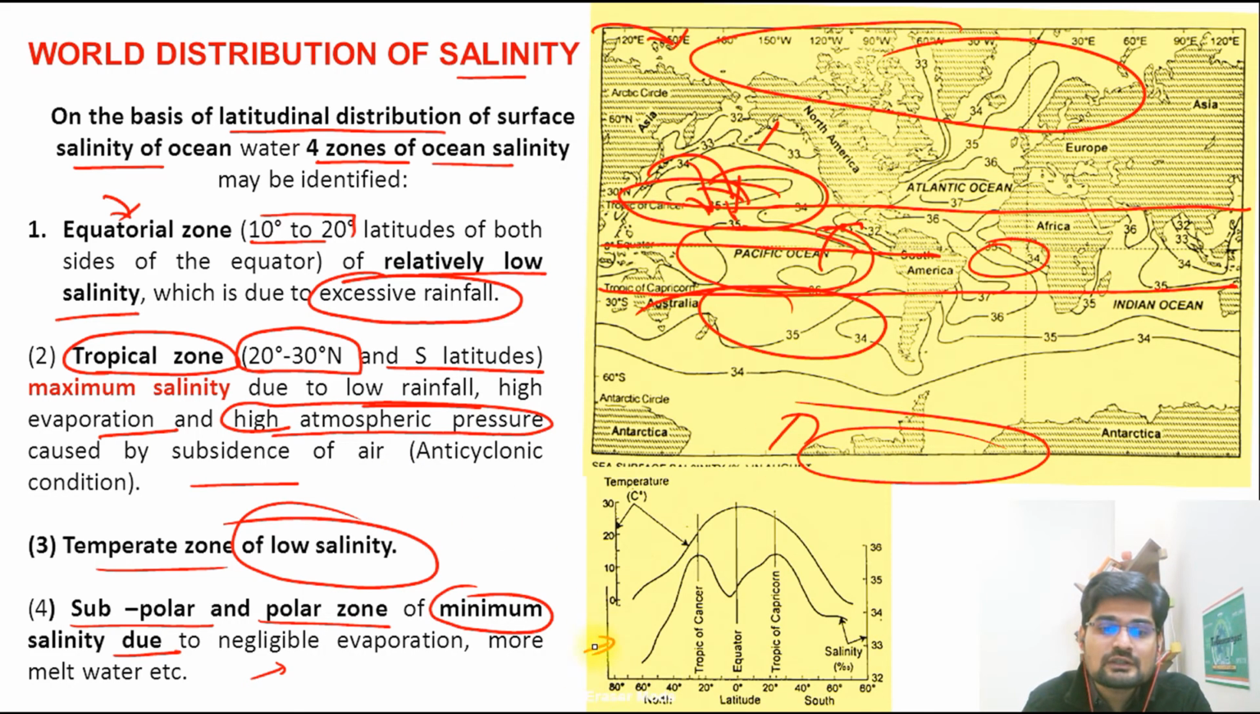And you can also draw this particular graph for your answers when you're writing them. This graph has latitude here. See the equator zone: insolation and temperature are high, but the salinity factor is low because of the rainfall. But if you see at Cancer and Capricorn, it is peaking up, it is higher, right? So this is important to remember, that salinity is more in the tropics than on the equator. This is the point to remember.